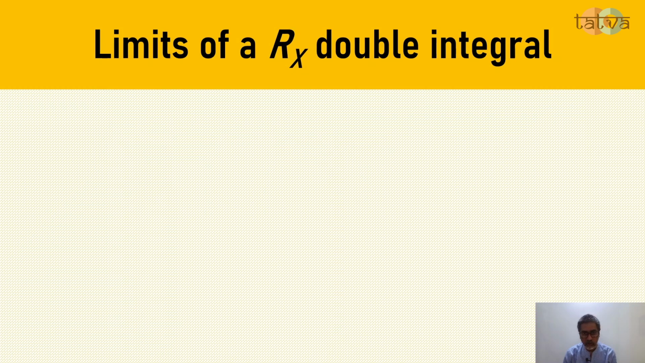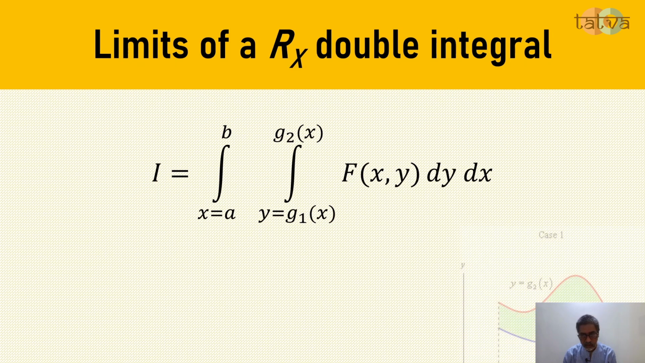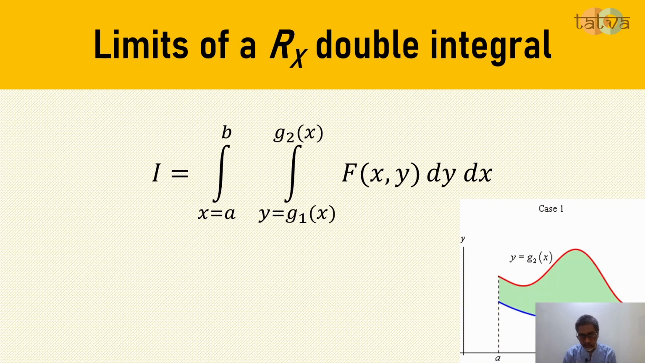So let us see how to fix the limits of an Rx region. Let us look at this graphic and then try to understand. As already understood, the Rx region is a region between two curves, a lower curve y is equal to g1(x) and an upper curve y is equal to g2(x), and between two vertical lines x is equal to a and x is equal to b.